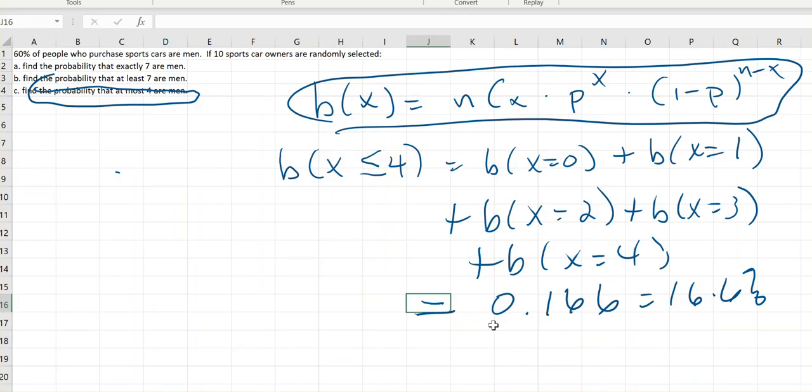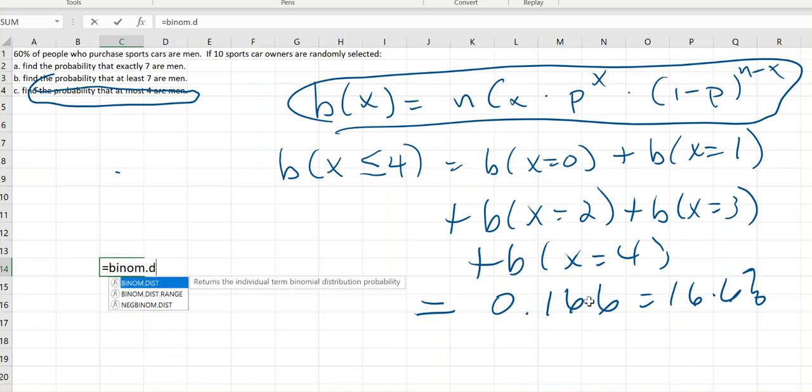Now let's go back to Excel. We can also do this using the Excel formula, binom.dist.range. The range again tells you that you can put in a number from x equals the first number to the last number. So the number of trials is 10, comma. Probability of success is 0.6, comma. The first number is 0, comma, up to 4 and including 4. Close the bracket, and you see it's 0.166.